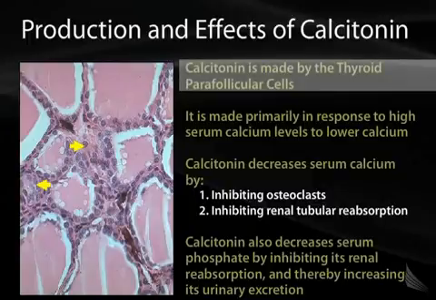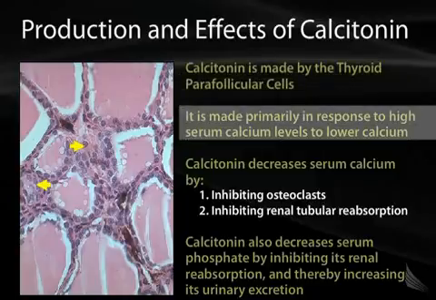Finally, the third hormone that is involved in the regulation of calcium metabolism is calcitonin. Calcitonin is in fact made in the thyroid, but it's made by the thyroid parafollicular cells. Just to put this in perspective, thyroid hormone is made by the follicular cells. Calcitonin is made by the parafollicular cells, and it's primarily made in response to a high serum calcium level. So the job of calcitonin is to really tone down the calcium.